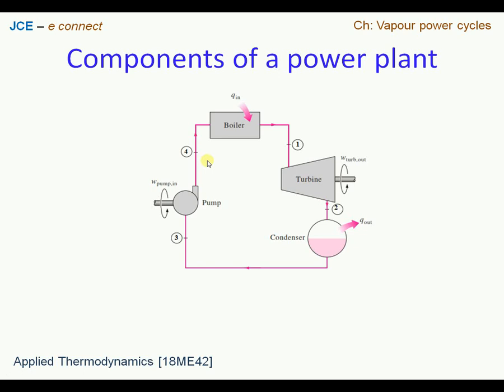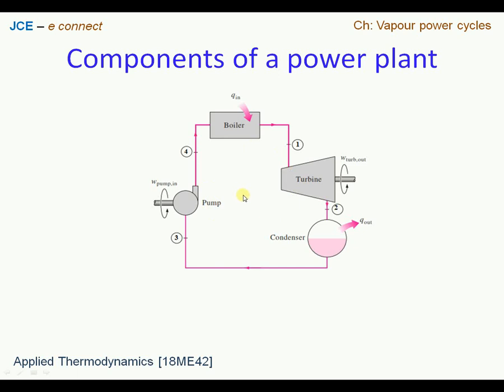and we also see that one can find out the properties of the working fluid across various cross sections. So we have here cross section 1, then we have section 2, then we have sections 3 and 4. So one can find out the specific volume of the fluid, the enthalpy of the fluid, the entropy of the fluid, like that, across the various sections in the power plant.